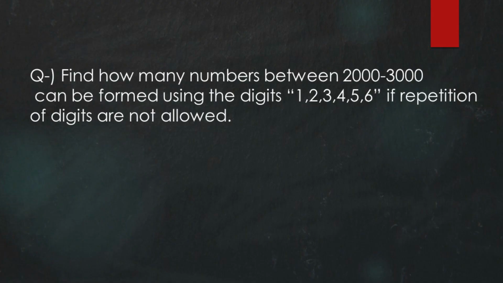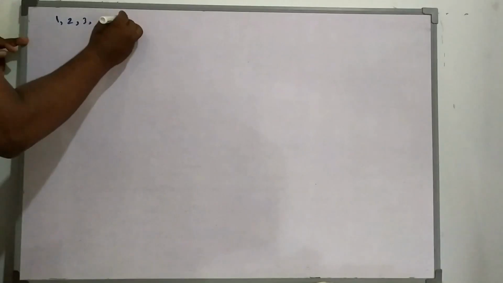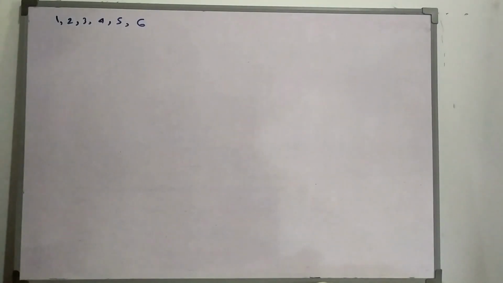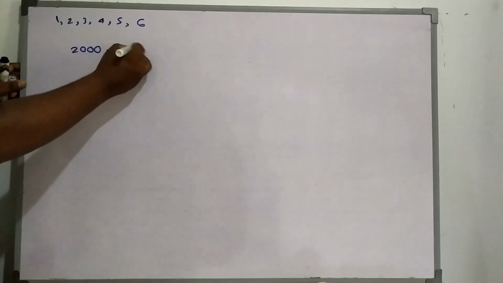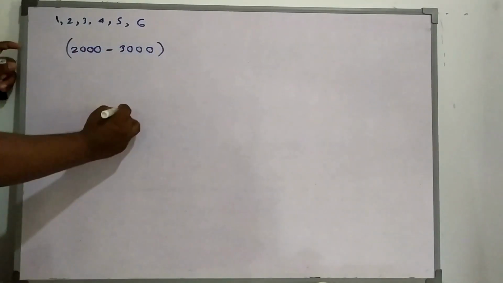Okay, let's move to the example. Find how many numbers between 2000 and 3000 can be formed using the digits 1, 2, 3, 4, 5, 6 if repeating of digits is not allowed. So you can't use the same digit twice or thrice, only one occurrence of each digit. These are the elements given to us, and we have to form numbers between 2000 and 3000.